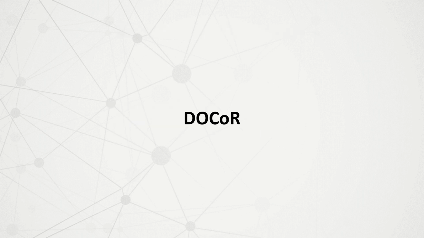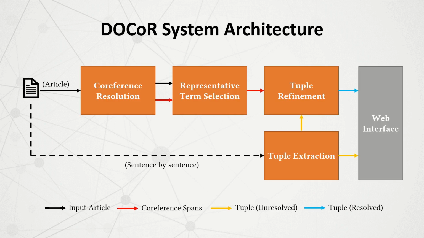In this demonstration, we propose DOCOR, a pipeline which integrates OpenIE with coreference resolution and a new method of identifying the representative term of each coreference cluster. DOCOR's system architecture is as shown. We first extract the coreference clusters. Next, we identify a representative term from each cluster, and then we extract and refine the relational tuples with the representative term, before we display the tuples as a knowledge graph on the web interface.